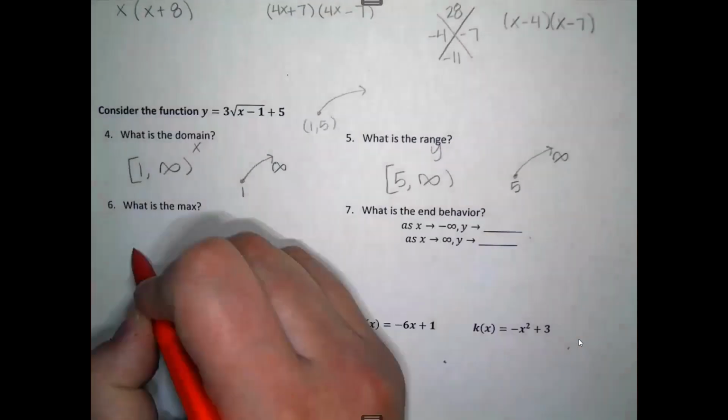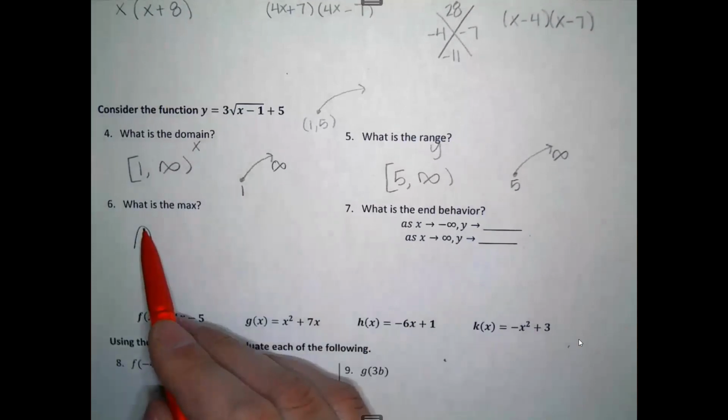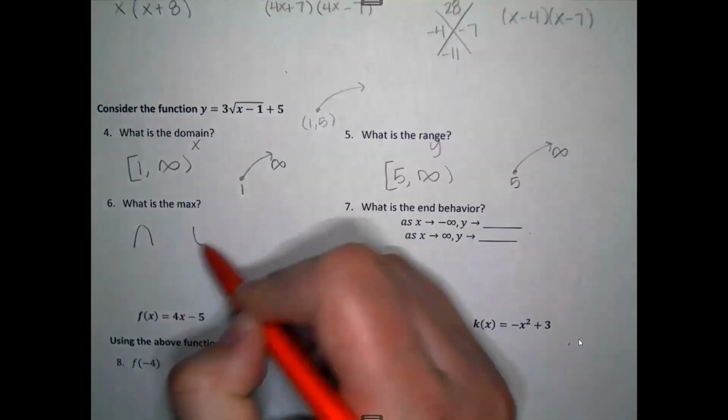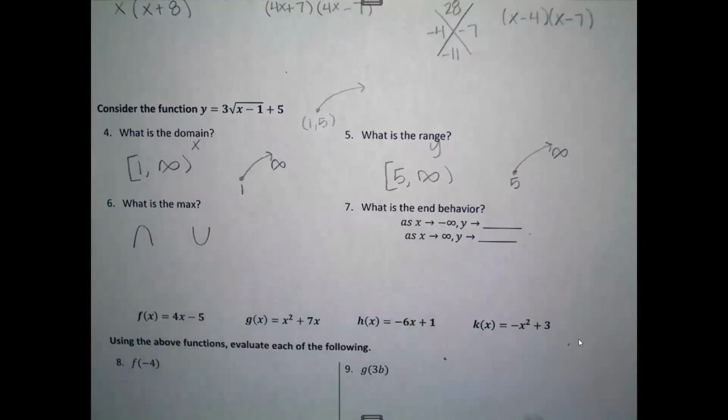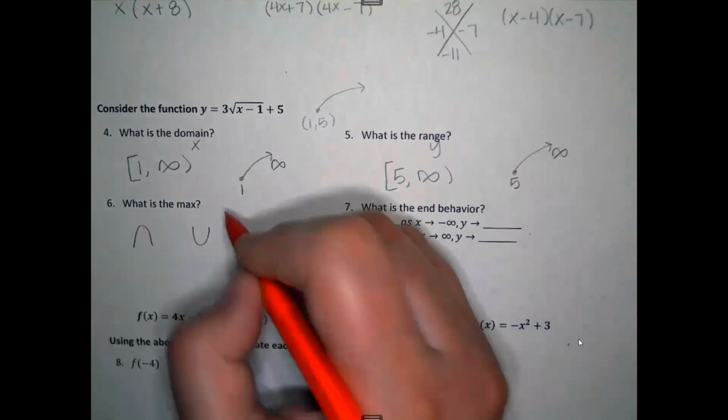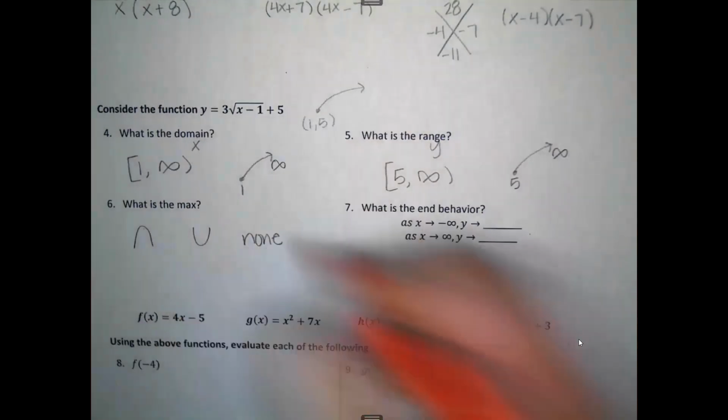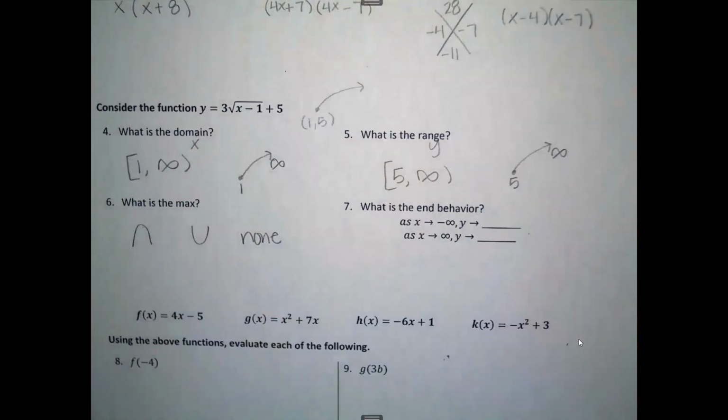So mountaintops look like this, goes up, comes back down again. Valleys look like this, goes down, comes back up again. Neither, right? No mountaintop, no valley. So what is the max? There's none. No max. No mountaintops. So max doesn't mean it goes up, it has a high point. Max means specifically it has to have a mountaintop. It goes up, it comes back down again.